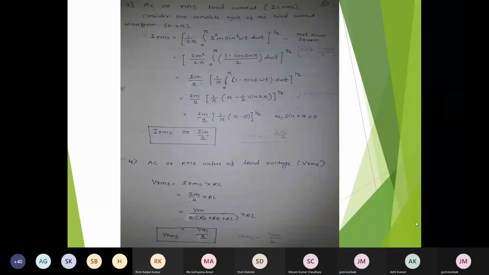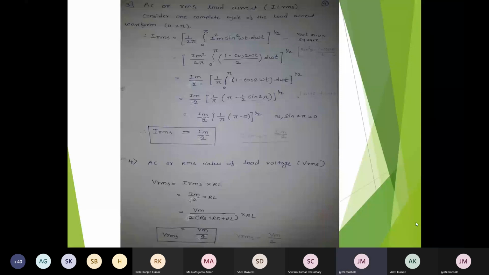Next is RMS load voltage. VRMS is equal to Vm by 2. See, voltage is equal to current into resistance by Ohm's law. So VRMS is equal to IRMS into RL. IRMS is Im by 2, into RL. So VRMS is equal to, you can rearrange the equation, Vm by 2, okay, in this way.